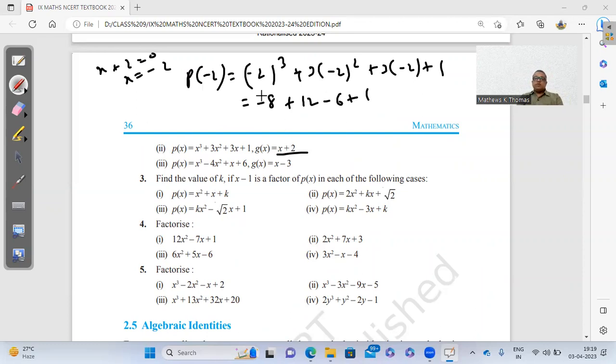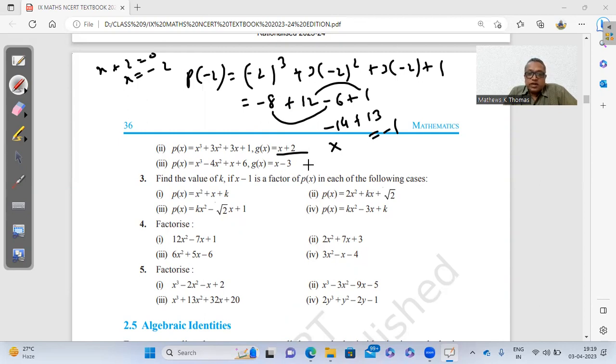What have I done? Put the value of x as -2 here. -2 cube, -2 into -2 into -2, you get -8. -2 square is 4, 4 threes are 12, right? And here I'm getting -6 and 1. So 12 and 1 is 13. -8 -6 is -14. -14 and +13, you are getting -1. So I can say this is not a factor. Gx is not a factor of px.